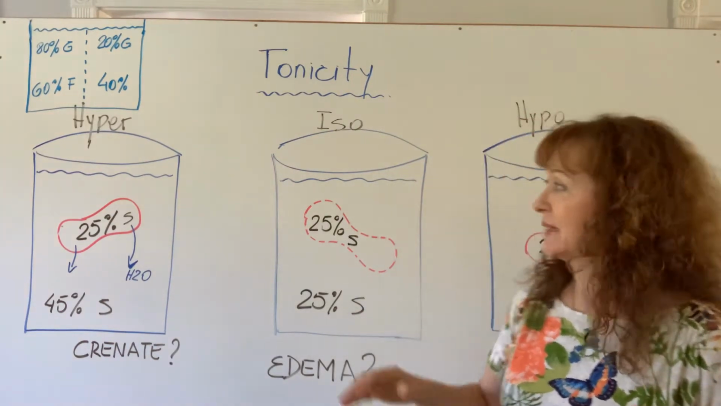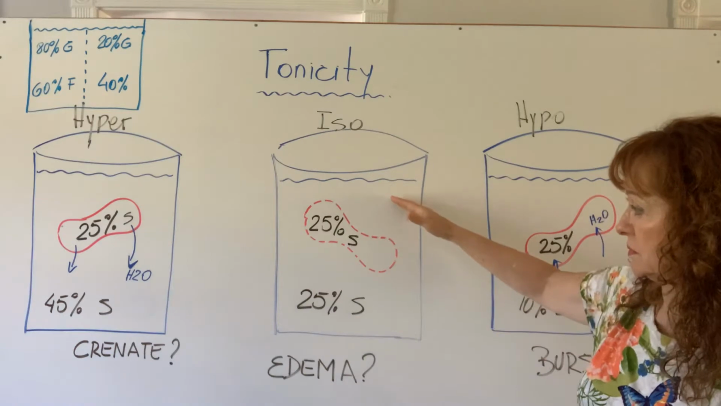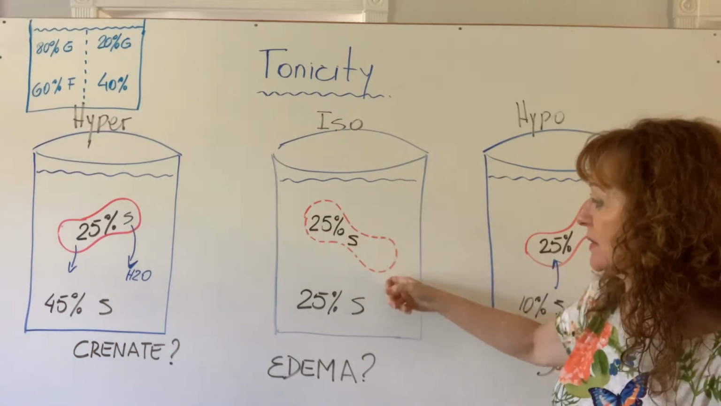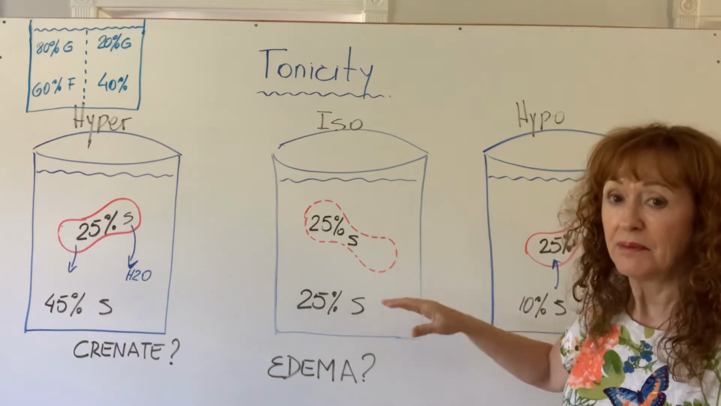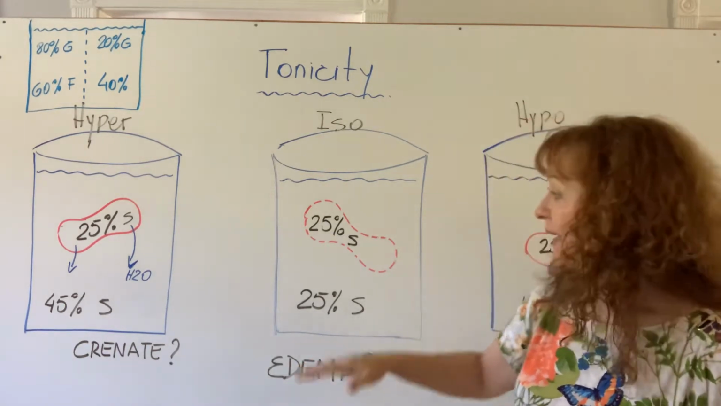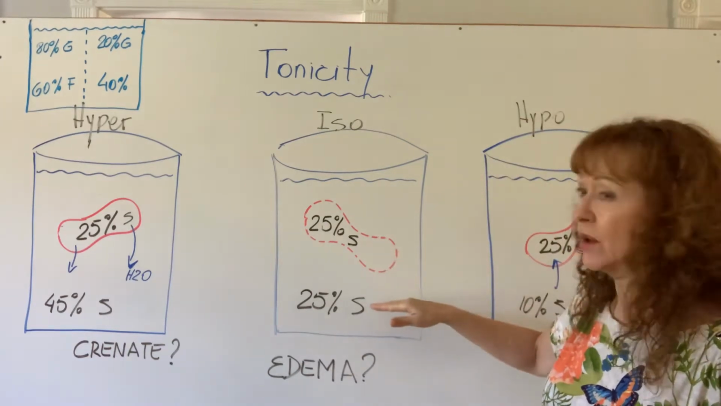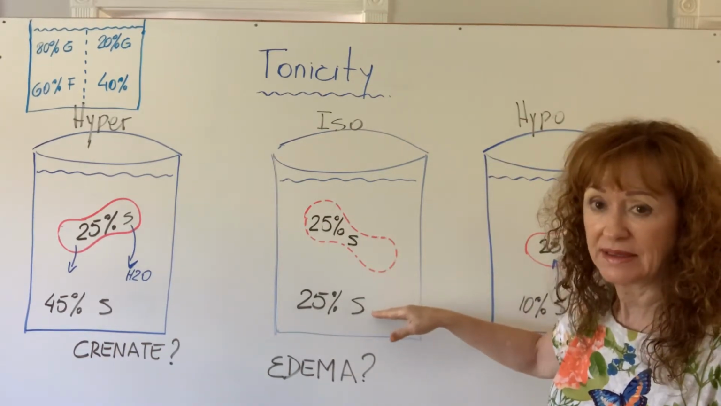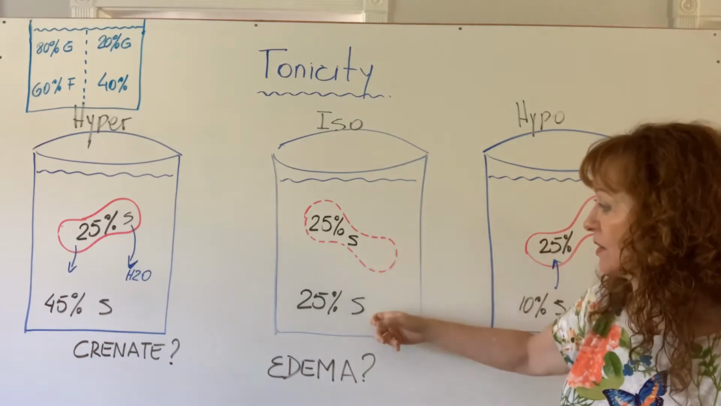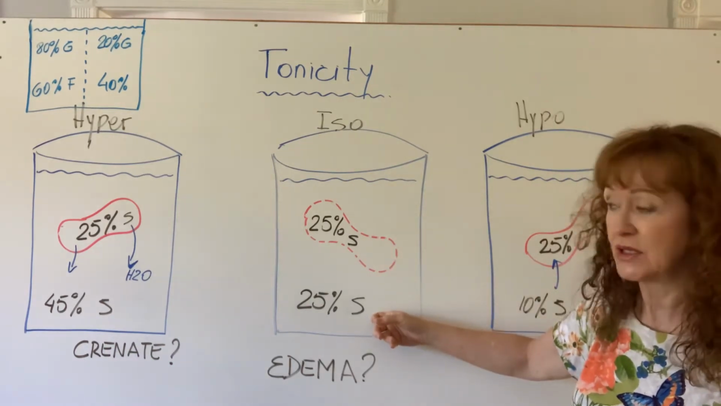Why do we define that this solution where the red blood cell is immersed is isotonic? It means that the tonicity or the osmolarity inside the cell is equal to outside the cell. You notice that we have 25% of sucrose inside, 25% of sucrose outside the cell.